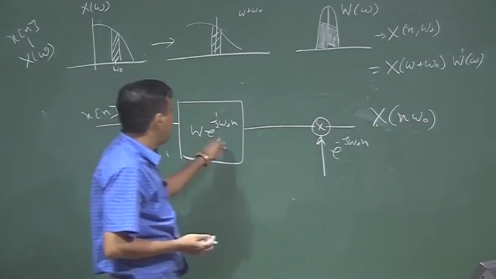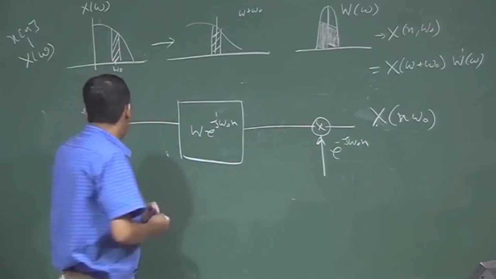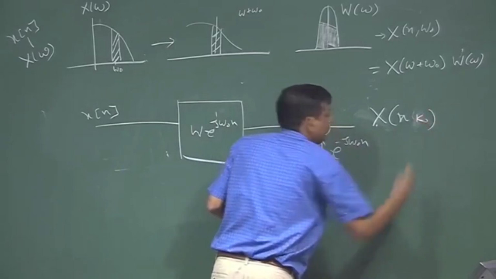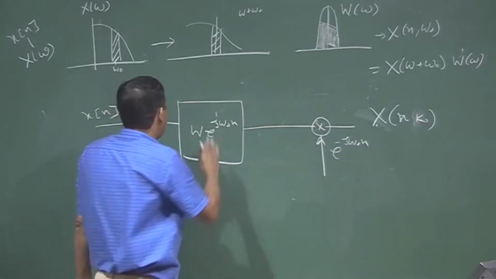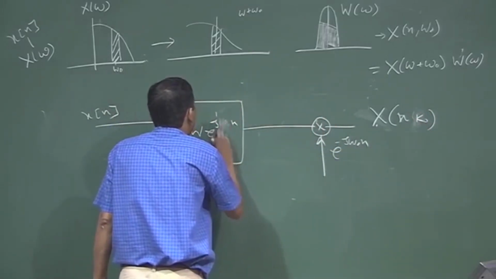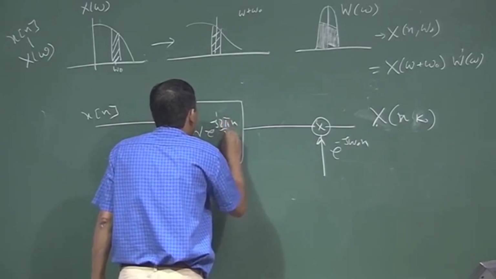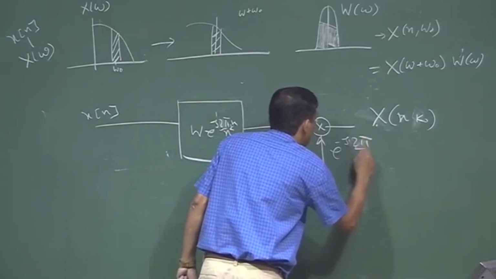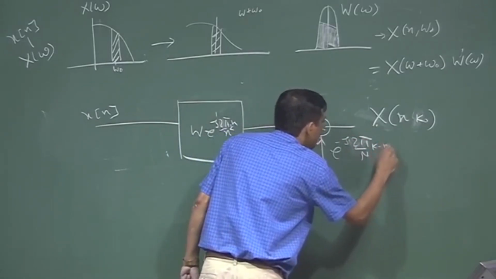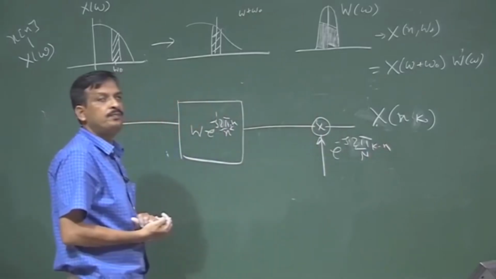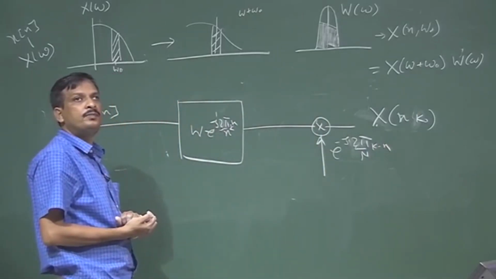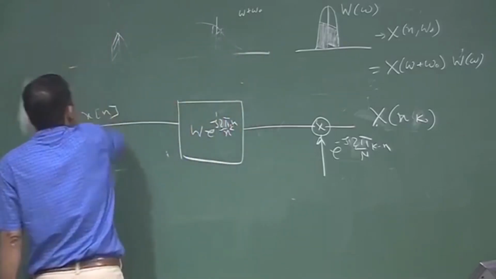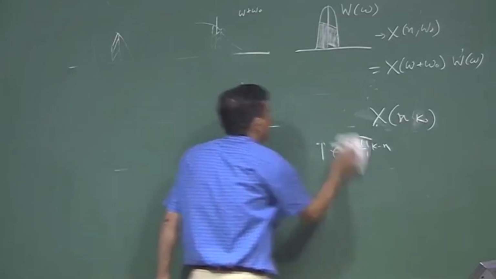Now, if I generalize this equation, instead of omega 0, I can write k. Once I write k, this omega 0 becomes 2 pi by N times k, so omega 0 n becomes 2 pi by N k n. Okay. So, I can write the analysis equation in the filtering view.